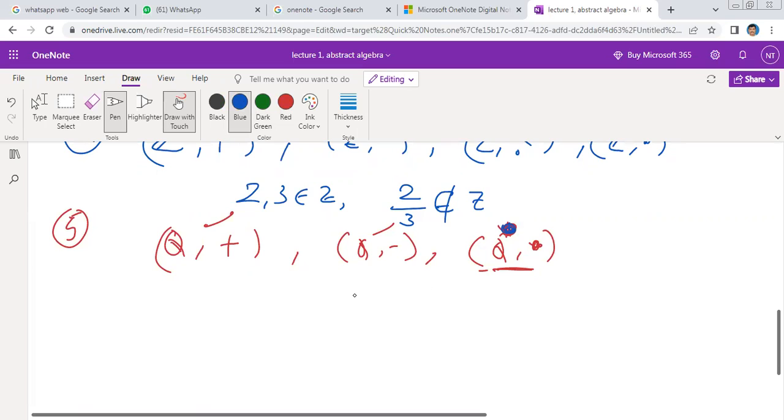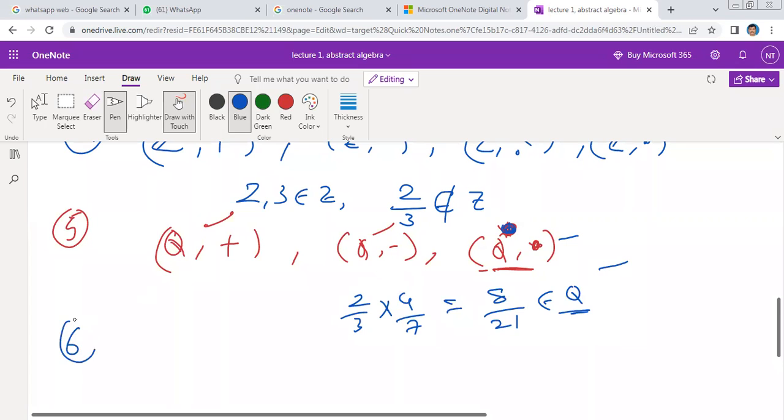But for a binary operation, suppose I am taking 2/3 and this is 4/7. 2/3 into 4/7 is again a number, this is 8/21, which also belongs to Q. So Q dot is also a binary operation. This means it satisfies the closure property; these are all binary operations.